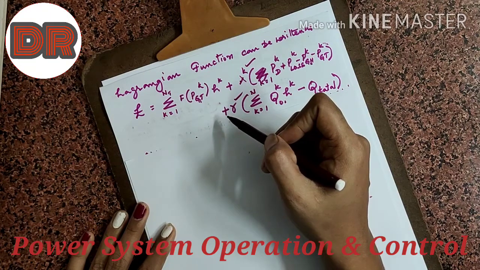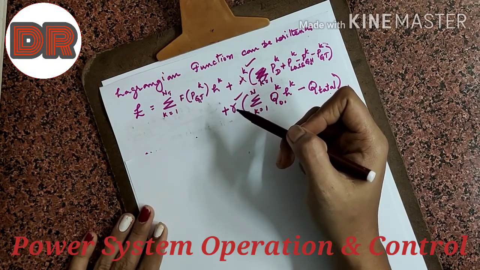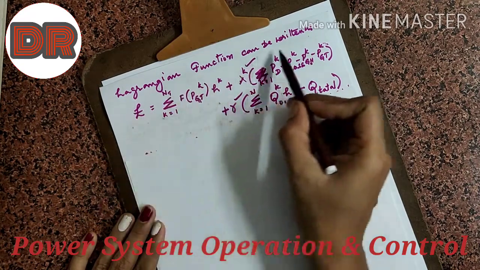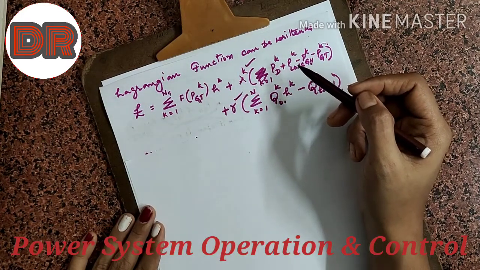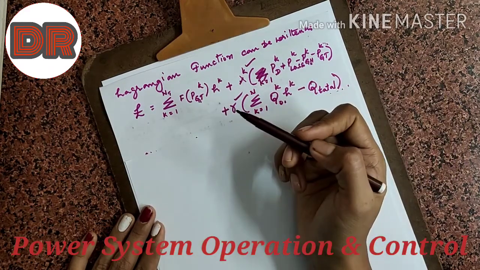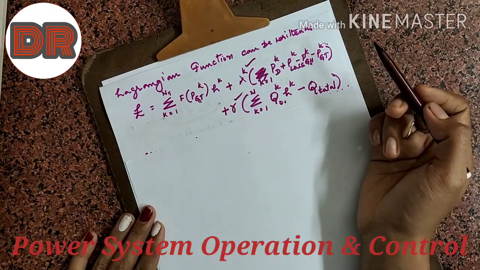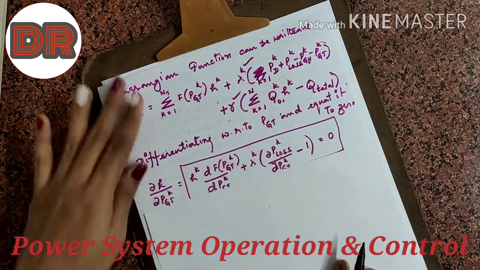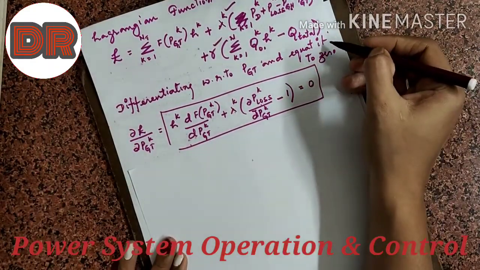Now, in order to do the scheduling, that is, to find the PGH and PGT values, first we have to find the coordination equations. Coordination equation is nothing but differentiating the Lagrangian function with respect to the variables and equating it to 0. The variables here are PGT and PGH. First let me differentiate with respect to PGT and equate it to 0.